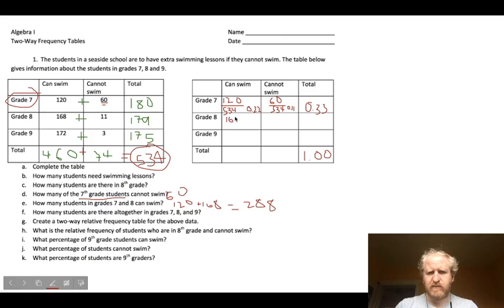168 divided by 534. Oh, this is hard to do without a pencil. Oh, you're so lucky if you have a pencil. Do you have a pencil? I wish I had a pencil.